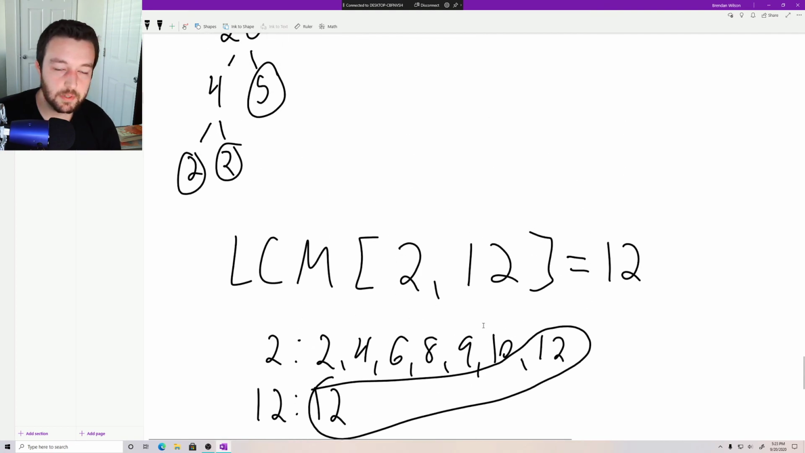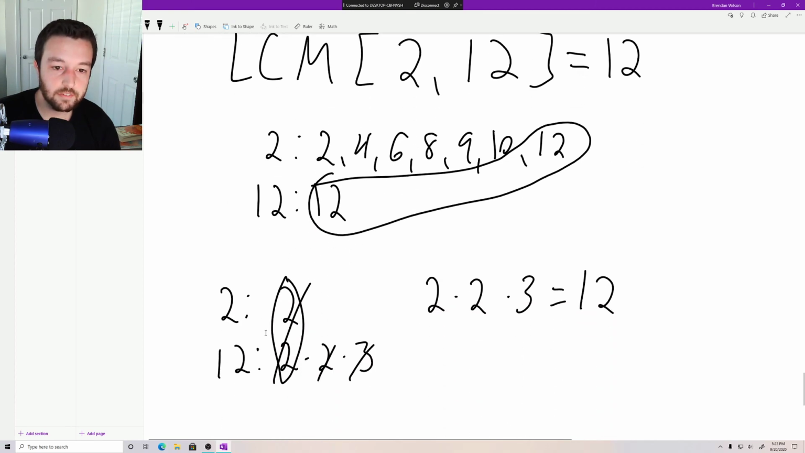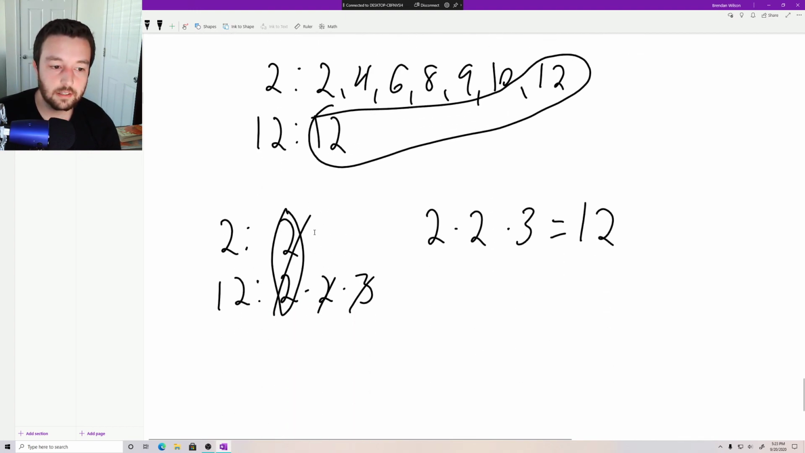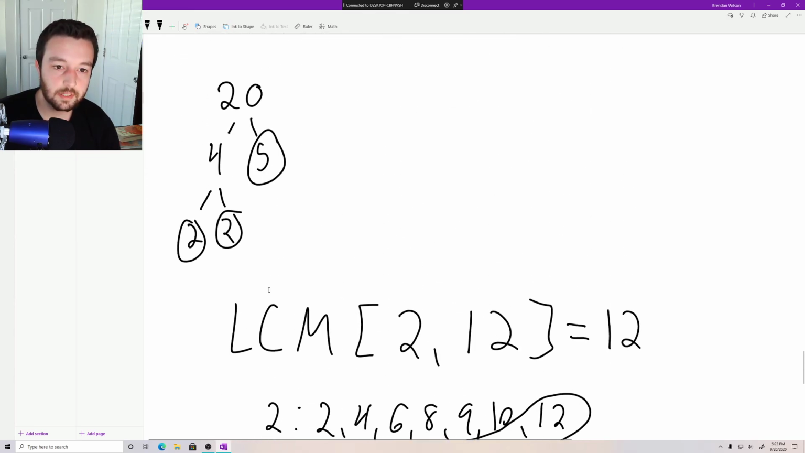If it's two numbers that don't share any factors, like 3 and 2 or 9 and 8, or any two prime numbers, they don't have to be prime though, it's just going to end up being the product of those numbers because they have to share a factor in order for you to only count that factor one time. If they don't share anything, you're not only counting anything once, so you're just going to end up multiplying the two numbers together. Okay.